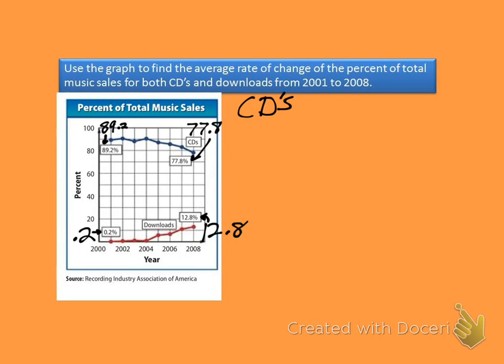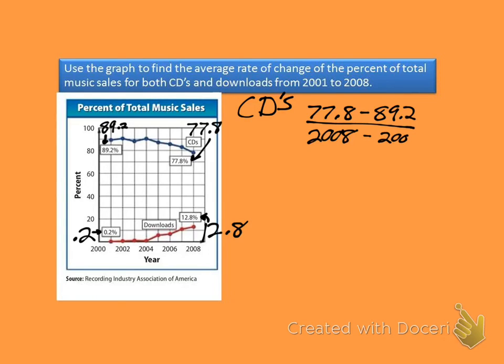So I'm going to go 77.8 minus 89.2 for my Y's, dividing that by my X's. You have to make sure that you line up which X's they are talking about, in this case the years. So 77.8 goes with which X? 2008. So since 77.8 went first up here, 2008 goes first down here. See the correlation?